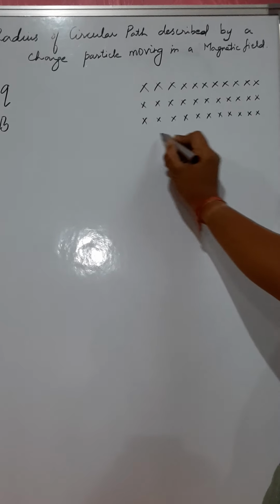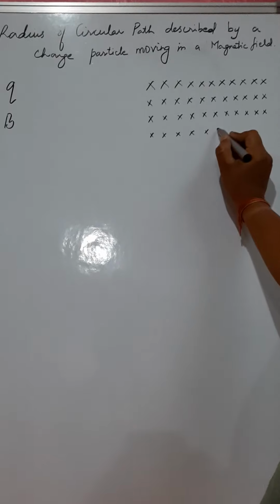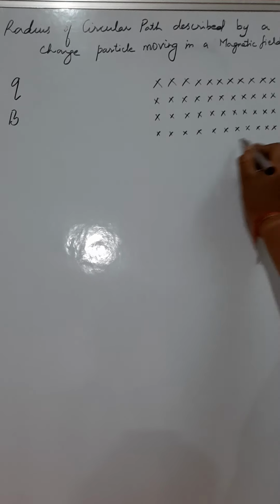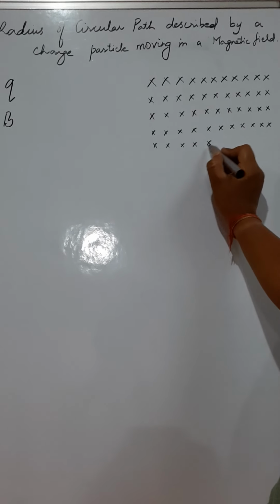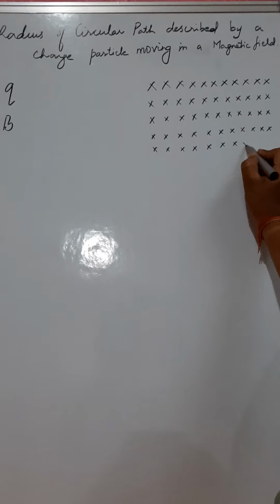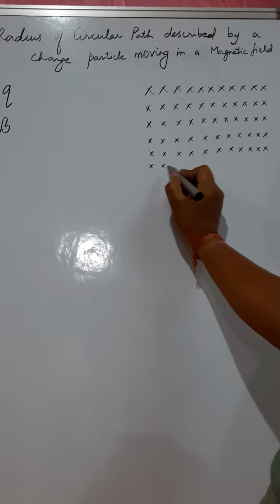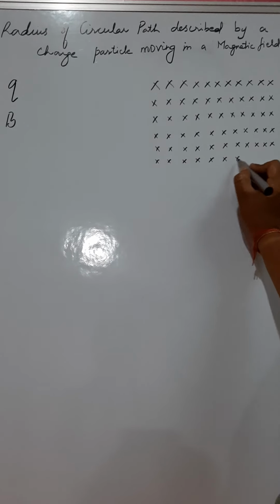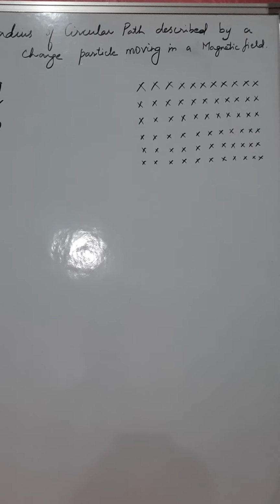When a charged particle enters this magnetic field in a direction perpendicular to the direction of the magnetic field, then its path becomes circular. Why does it become circular? For that, we can understand that the magnetic Lorentz force always acts perpendicular.